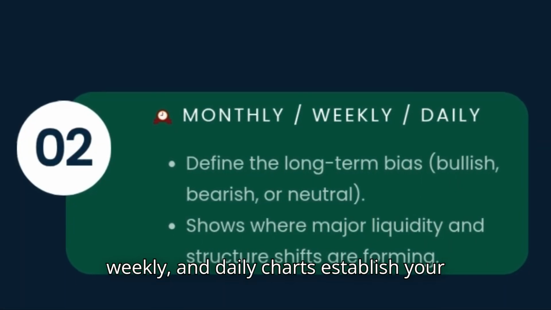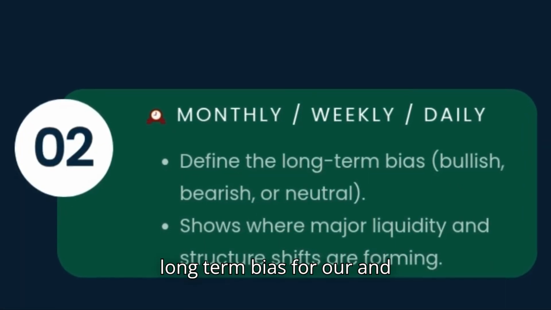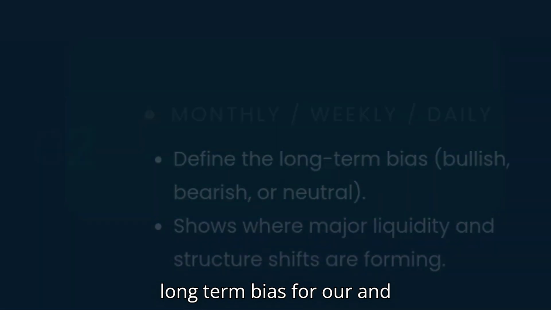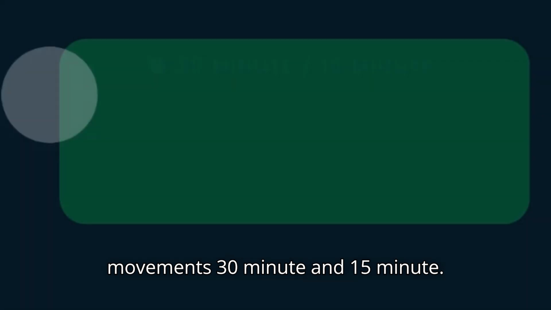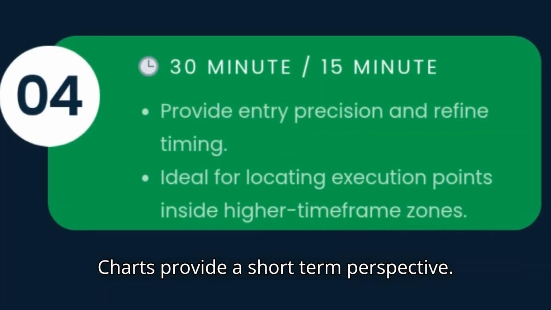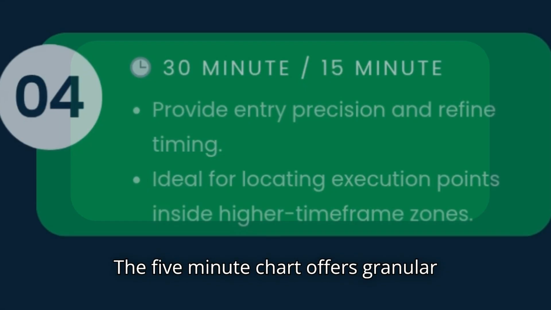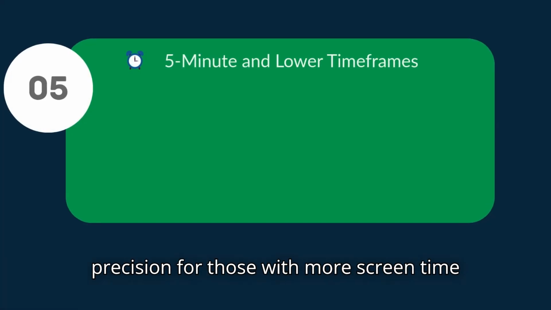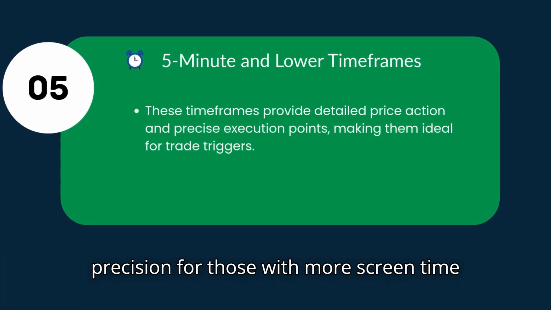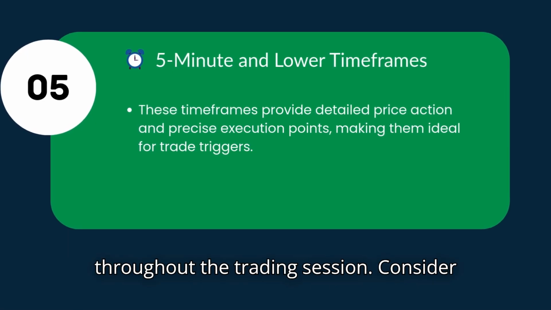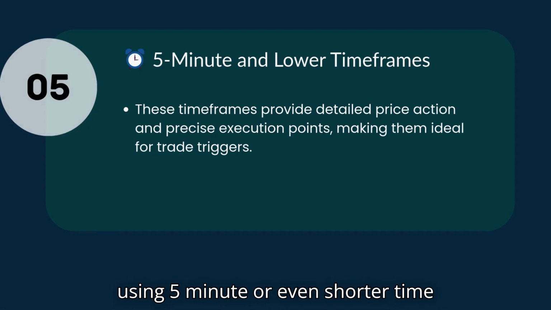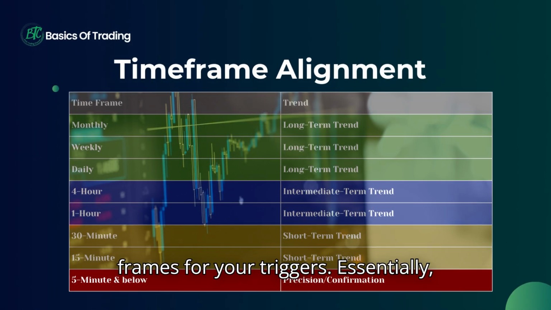Monthly, weekly, and daily charts establish your long-term bias. 4-hour and 1-hour charts reveal intermediate movements. 30-minute and 15-minute charts provide a short-term perspective. The 5-minute chart offers granular precision. For those with more screen time and a commitment to staying engaged throughout the trading session, consider using 5-minute or even shorter time frames for your triggers.